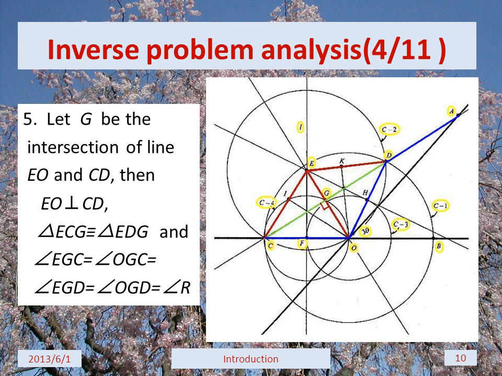This slide shows that the diagonal lines of quadrilateral ECOD composed of two congruent triangles ECO and EOD meet at the right angle to each other, and two triangles ECG and EDG are congruent.